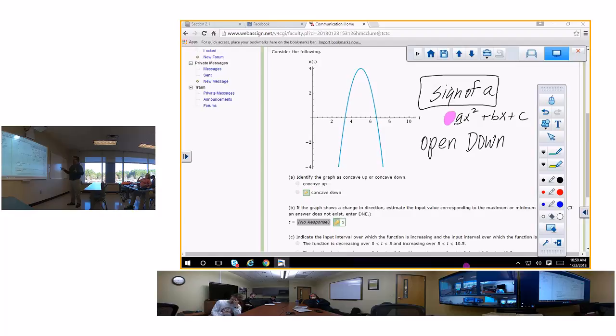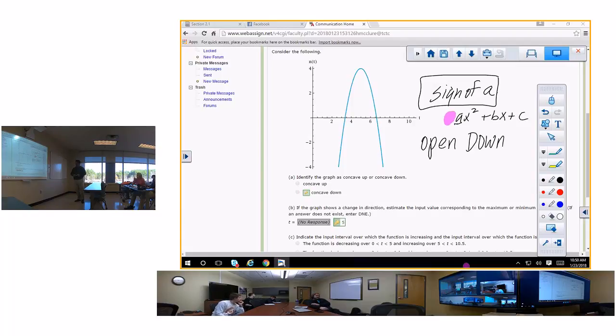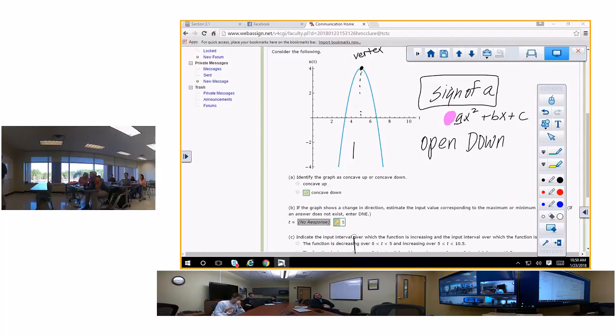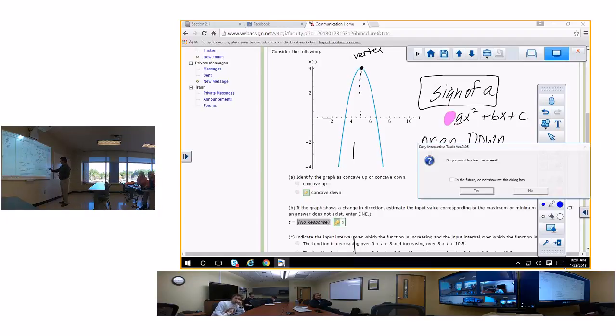Okay, there's a whole review section I could do on this one problem, but there really is. There's a lot of questions. The vertex is always your what? Highest or lowest point. So there's your vertex. That's where this one's going to change, and that's at about 5. Is that the highest or lowest? In that case, it's the highest because it's opening down. If it was opening up, it would be the lowest. Okay. Think of a valley or a mountaintop.